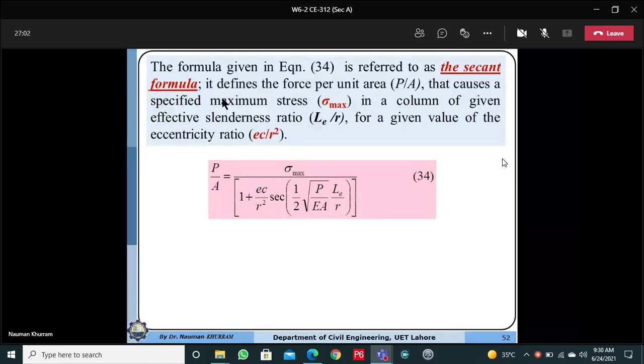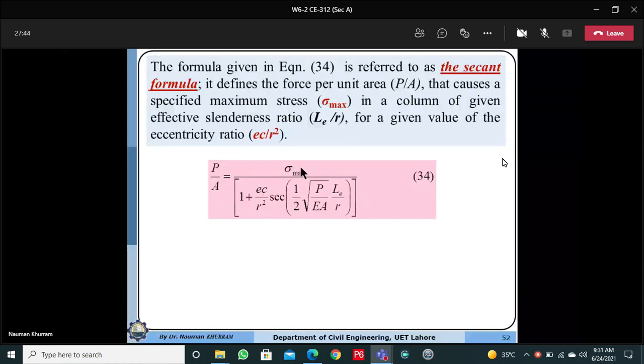It defines the applied force per unit area that causes a specified maximum stress in a column with a given effective slenderness ratio and eccentricity ratio. It means that we only know the cross section area and applied load. So what are the applied stresses? Applied stresses may be equal to 20 megapascal, but these applied stresses in an eccentric column can produce a maximum stress equal to the yield stress.